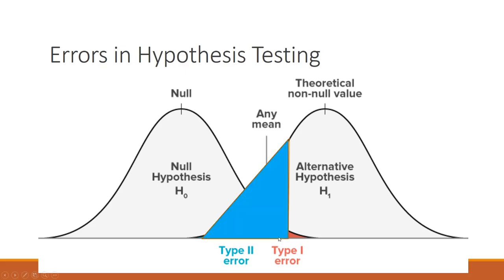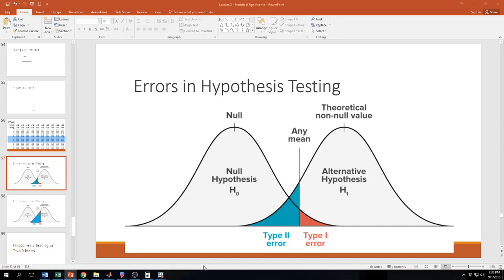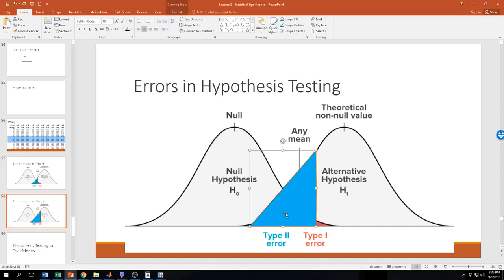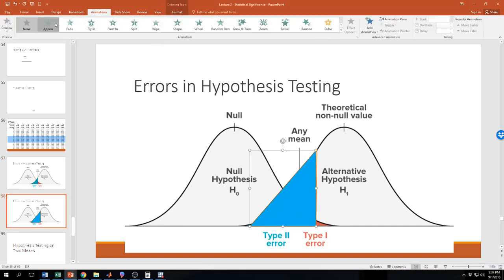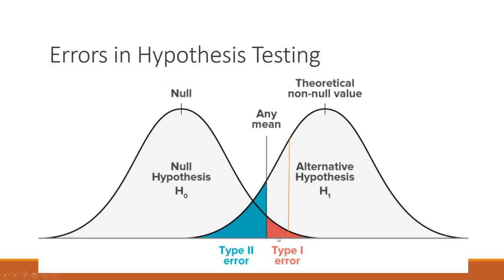Okay, if we move this over, I'm going to add an animation too to make this even more clear. So if we move our critical value over here, now this is our new critical value. In that case, the probability of our type 2 error has gone up and the probability of our type 1 error has gone down.